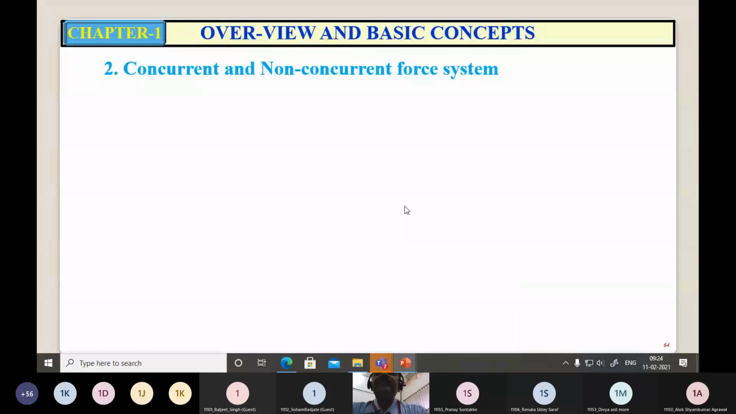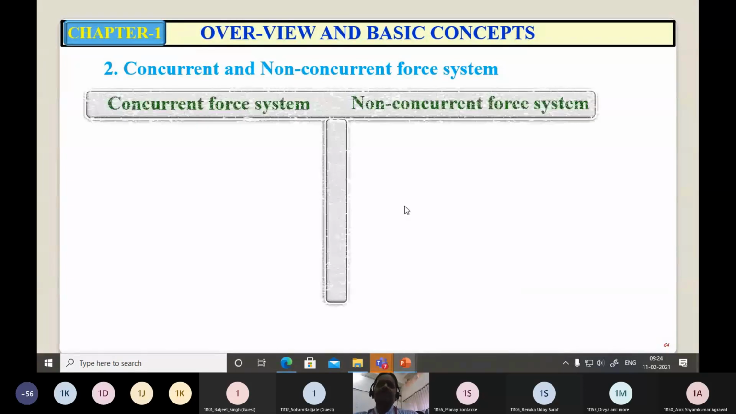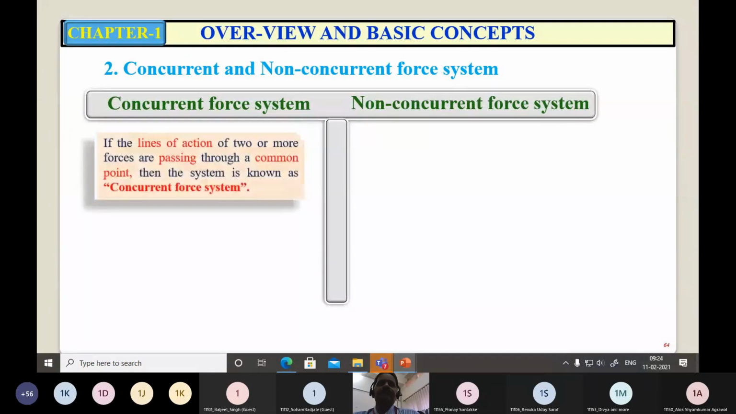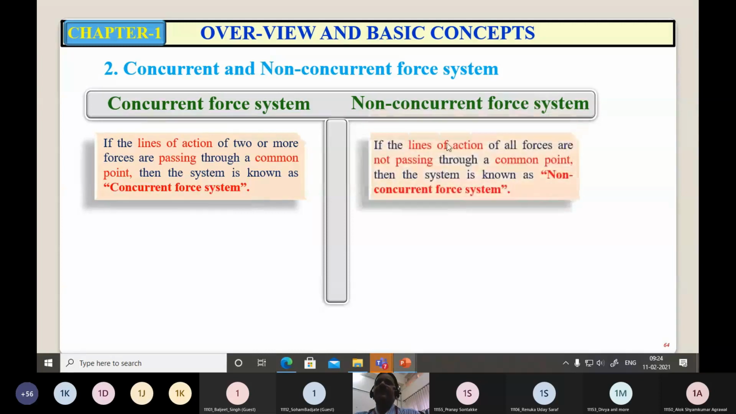Then concurrent and non-concurrent force systems. If the lines of action of two or more forces are passing through a common point, then that system is known as a concurrent force system. If the lines of action of all the forces acting on the body are not passing through a common point, then the system is known as a non-concurrent force system.